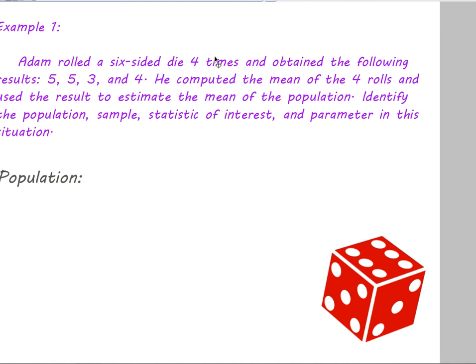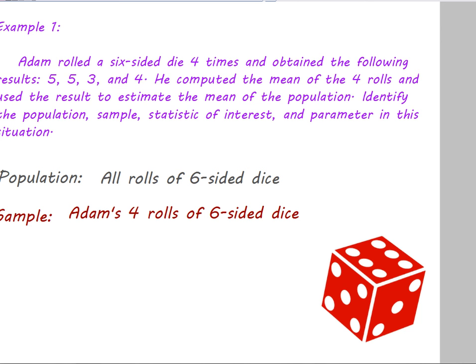Well, he's rolling a six-sided die, so we're going to assume that he meant every single roll that ever was of a six-sided die. The sample is what he physically measured. So his sample was his 4 rolls of a six-sided die.